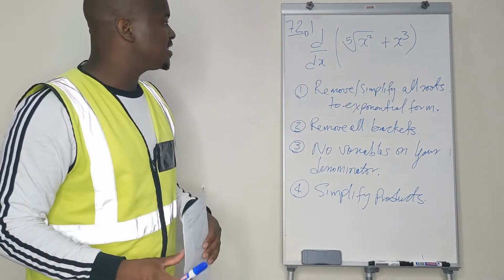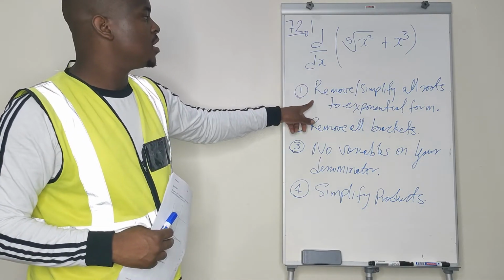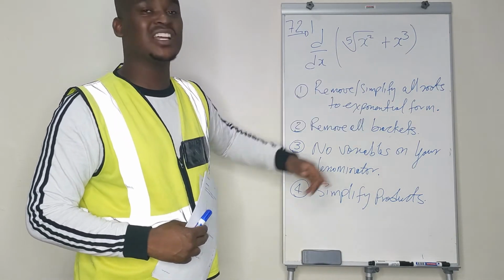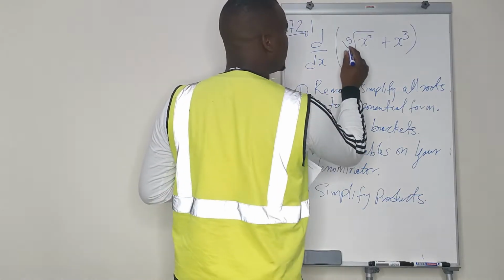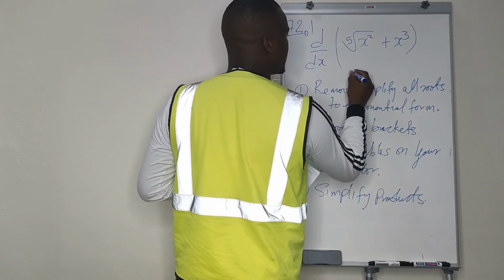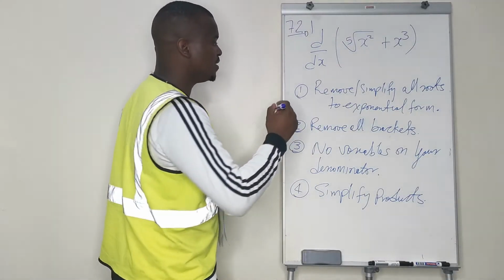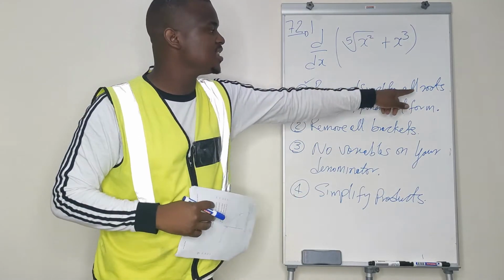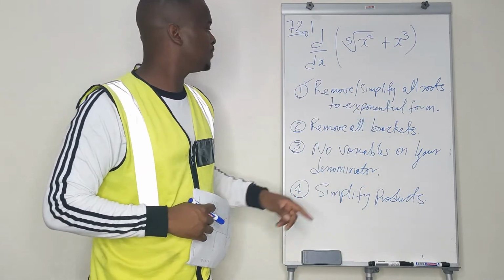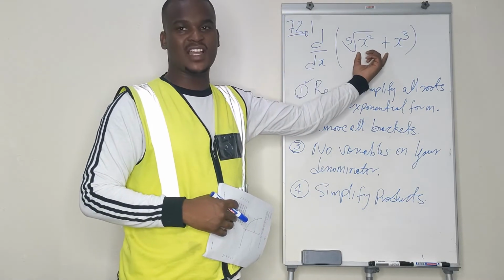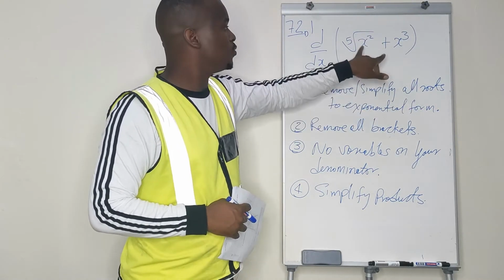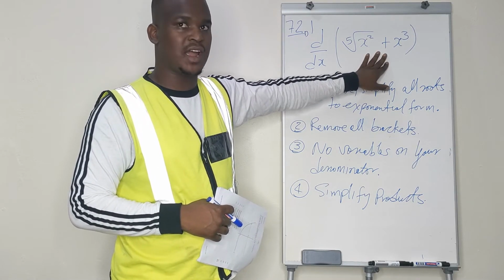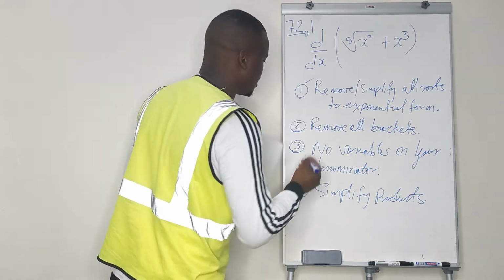So, in this case, we must remove all roots, which means now we must take care of that root and write it in an exponential form. Which means here, if you have the fifth root, okay, so this one applies here. So, we will have to remove the root. That's what that means. Remove all brackets. We don't have brackets inside the thing that we want to derive here. So this does not apply.